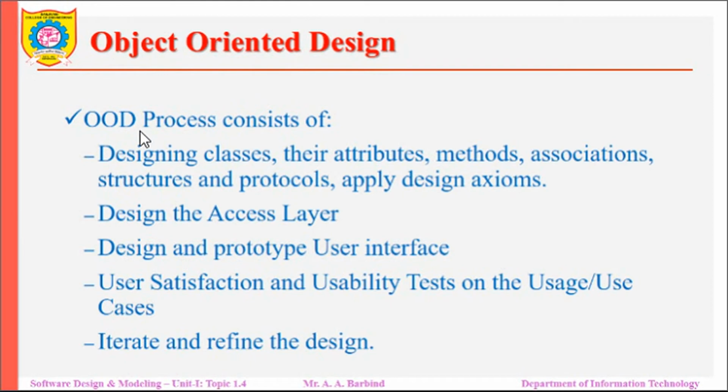The object oriented design process consists of designing classes, their attributes, methods, associations, structures, and protocols, applying design axioms, designing the access layer, designing the prototype user interface, user satisfaction and usability tests on use cases, and iterating and refining the design until you are satisfied with it.